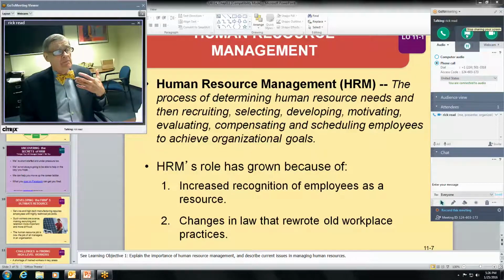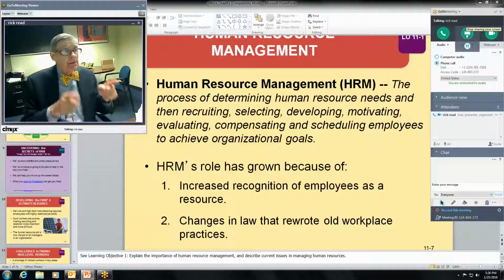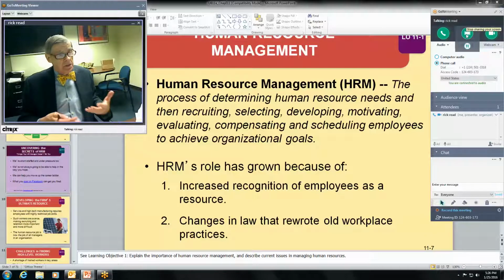Same is true with evaluation. Human resource management helps the manager with the evaluation process, but they don't do the evaluation itself. They should be training the managers on how to evaluate, to look out for roadblocks and obstacles and poor evaluations, etc. But they don't do the evaluation themselves. They do the compensation scheduling. They do that themselves. They write the policies.